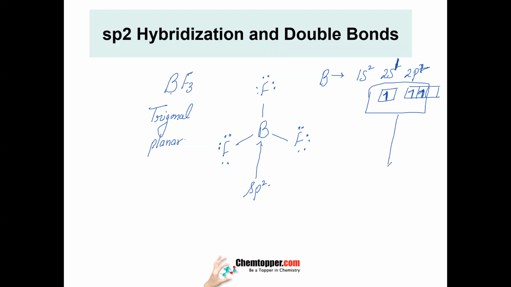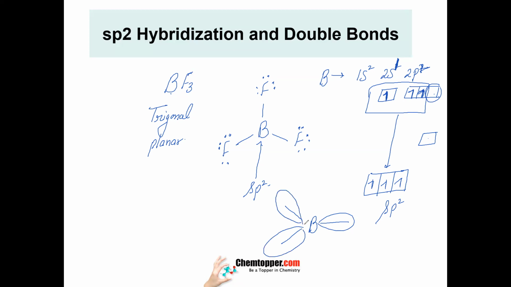You are mixing 3. You are getting 3 hybrid orbitals which are lesser in energy than pure orbitals, more stable. You are getting 3 after mixing. This is pure p orbital which is left empty, nothing there, empty. Now these 3 sp2 orbitals will arrange themselves around boron in a trigonal planar shape with an angle of 120 degrees. One here, one here, and one here.